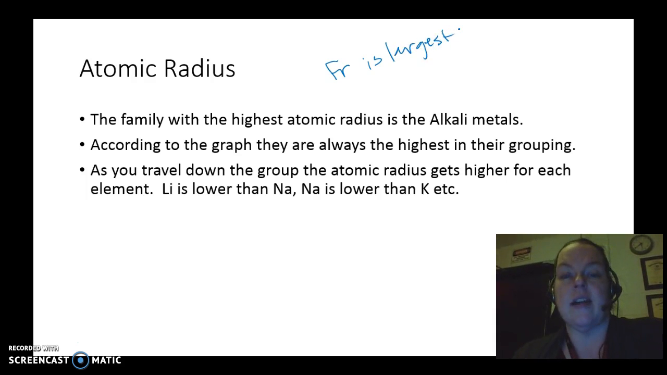So what is the smallest atom? Well, that's pretty easy too, because again, the smallest atom would be on top of the group with the smallest atoms, and that would be the noble gases. So helium is the smallest atom.